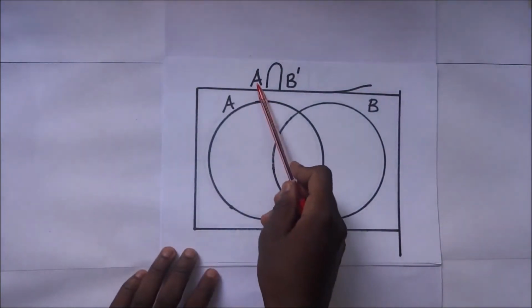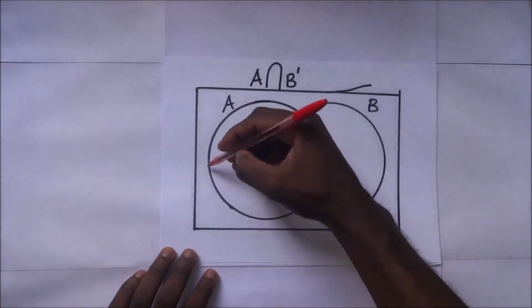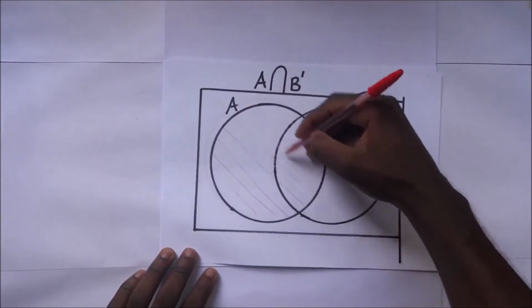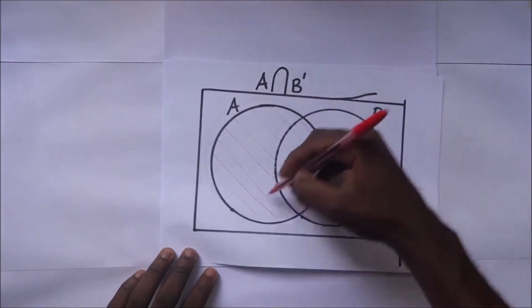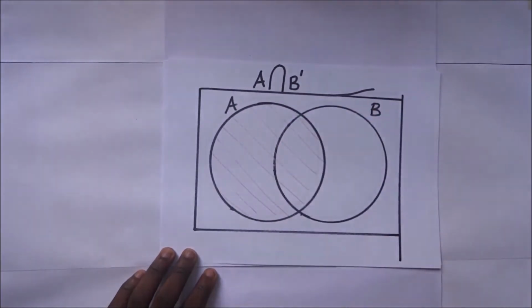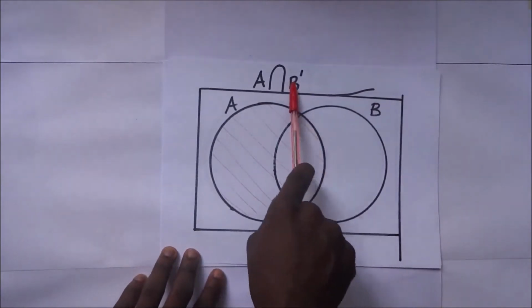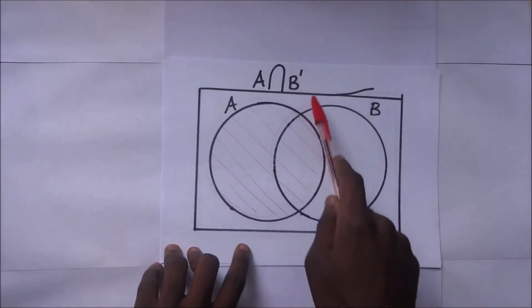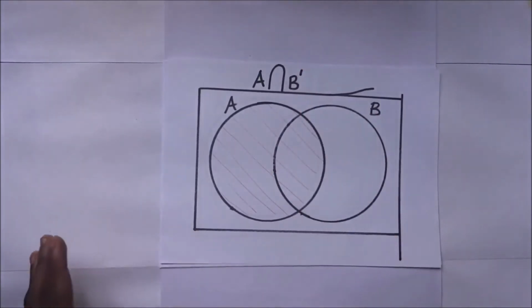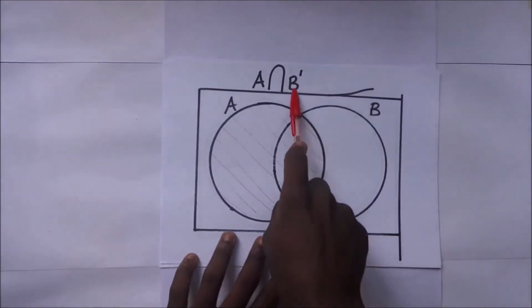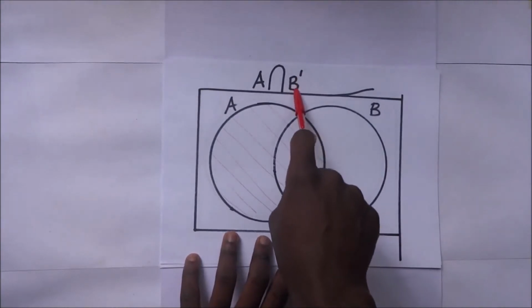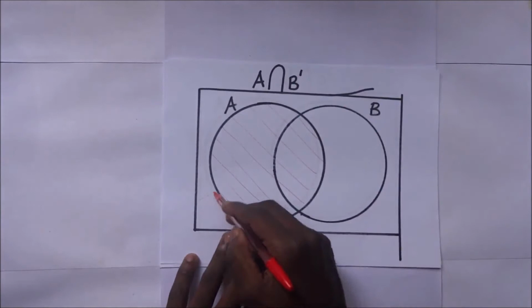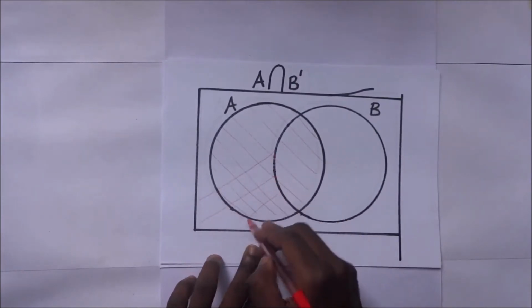If you look at set A, it is just this. I'm shading set A. That is set A. And then set B complement is anything outside B. As in, we are going to shade everything else, but we are not going to shade B. That is what B complement means. So B complement means anything outside B. And that is it.